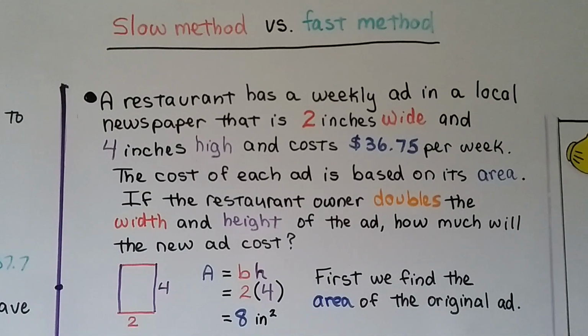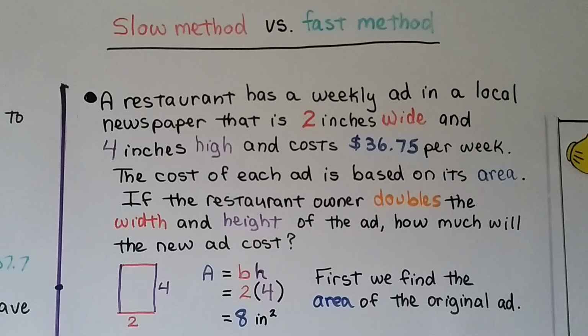So now I'm going to show you how all of this can help us. I'm going to show you a slow method of solving a problem versus a fast method of solving a problem. A restaurant has a weekly ad in a local newspaper that is 2 inches wide and 4 inches high, and it costs $36.75 per week. And the cost of each ad is based on its area. If the restaurant owner doubles the width and height of the ad, how much will the new ad cost?